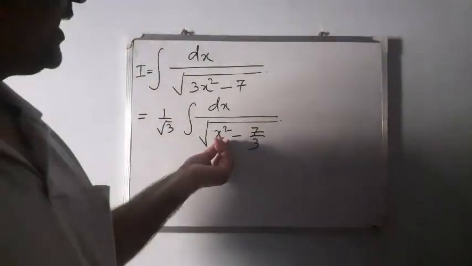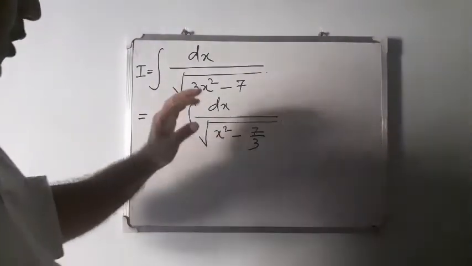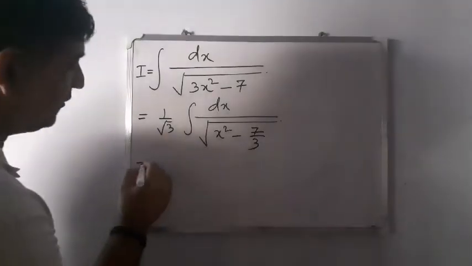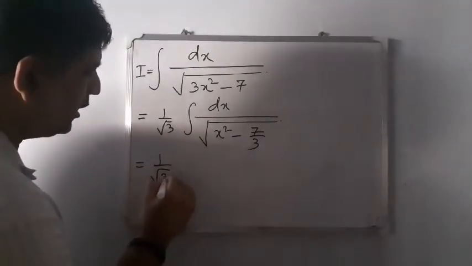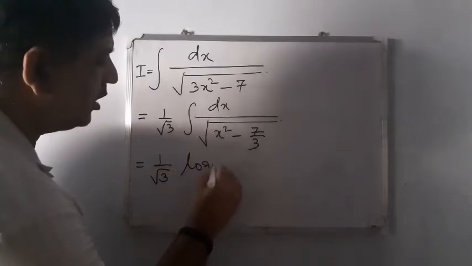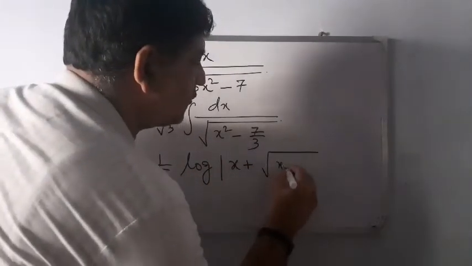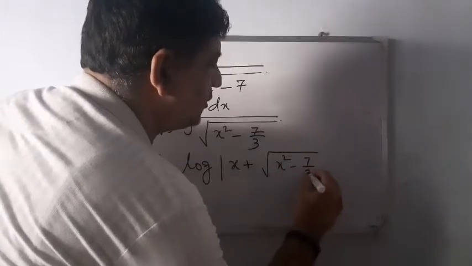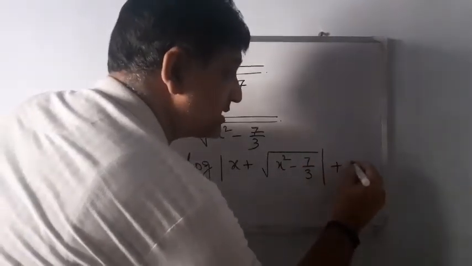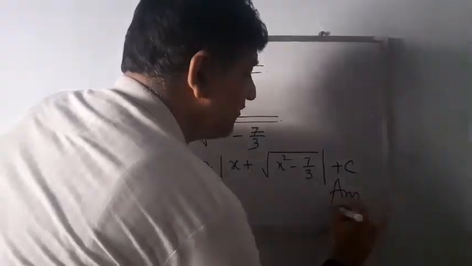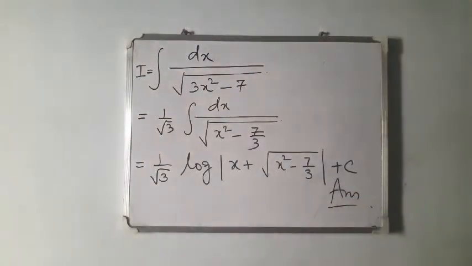So it is of the form x square minus a square. And your formula for this problem is 1 by root 3 log mod x plus root over x square minus 7 by 3 mod closed plus c. So this is very simple, very easy. You can reduce it to your desired form to apply the formula. Now, let us take one more problem.